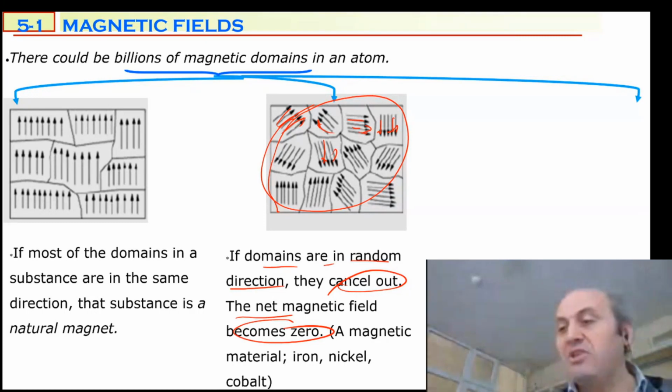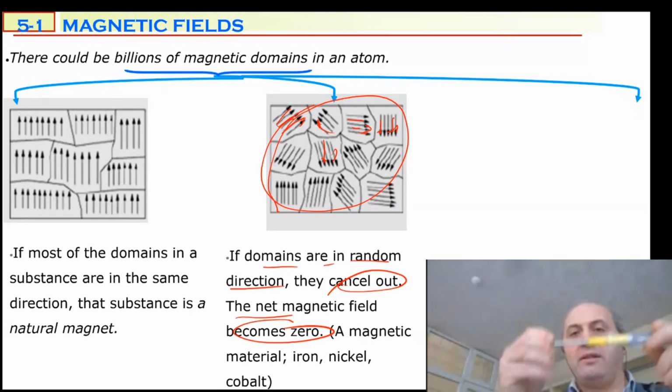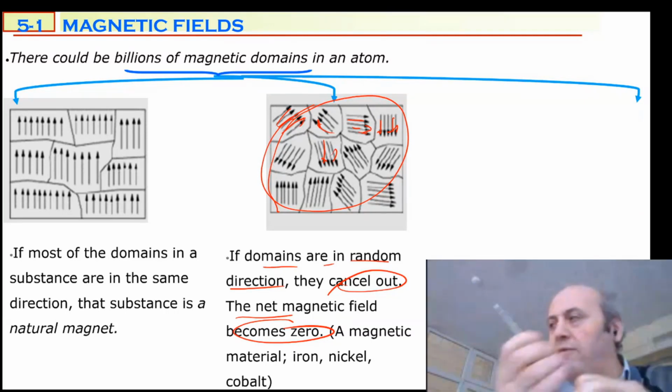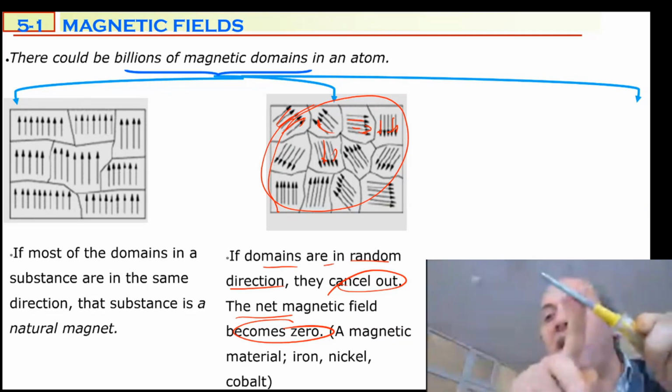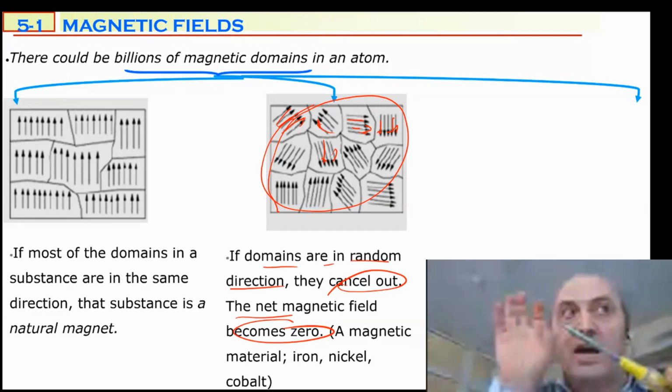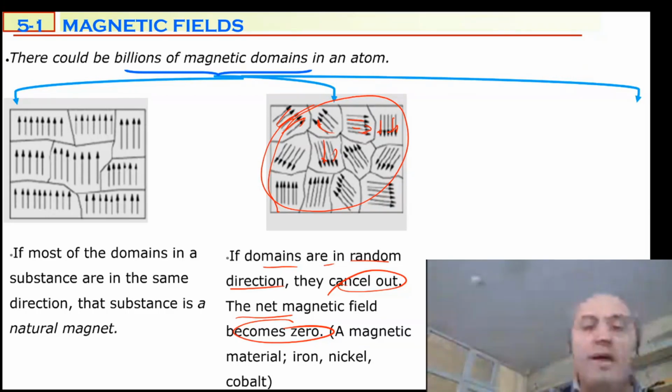It's a magnetic material, just like this pin, or iron. Now I have an iron in my hand. This is iron. When I hold it close to something, it's not attracting, because the domains of this iron are in random directions. They cancel each other, and that's why the net magnetic field becomes zero.